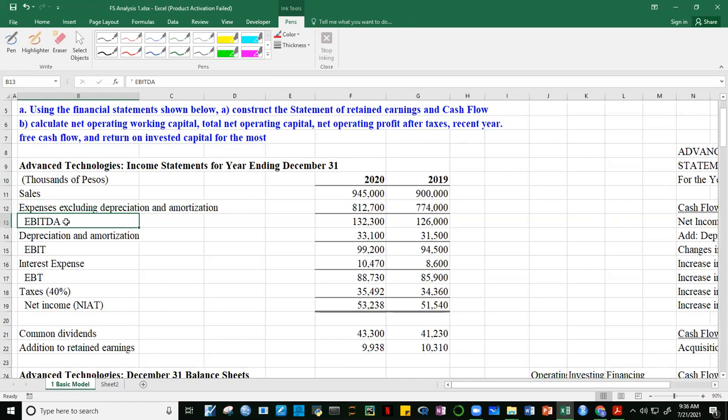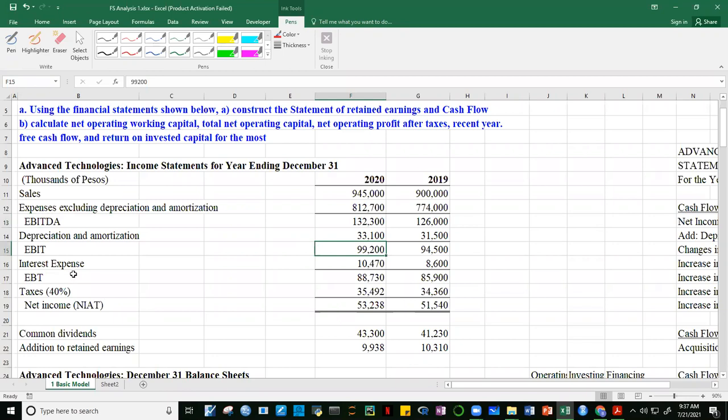You solve it by subtracting from sales all the expenses excluding depreciation and amortization. Siyempre guys, hindi rin kasama dyan yung interest and taxes, kasi these are financial expenses, so sa dulo na talaga sinasubtract yun. So we have here EBITDA, and then we subtract now yung depreciation and amortization, which in this case is 33,100. Ito naman noong 2019, 31,500. Take note of this because gagamitin natin mamaya yan pag construct natin yung statement of cash flows. After deducting depreciation and amortization from EBITDA, we now have EBIT, earnings before interest and taxes.